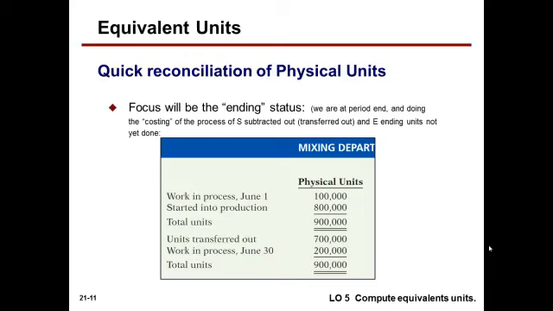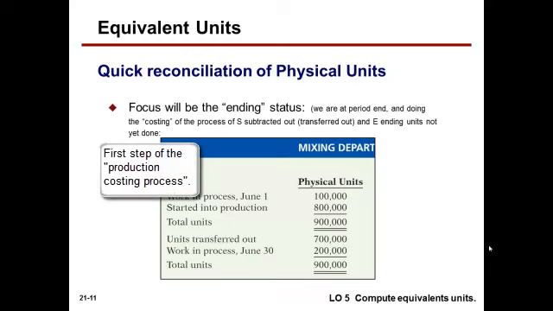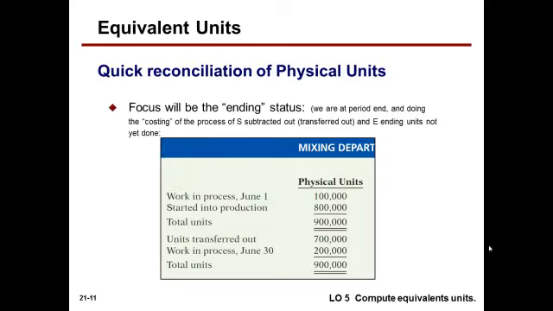Now the first step of the production cost report will be to reconcile our physical units, that which is totally available, to their status at month end. But our focus will be the month end status.